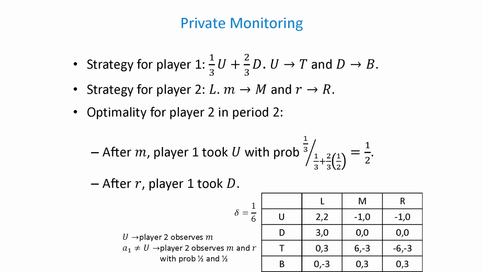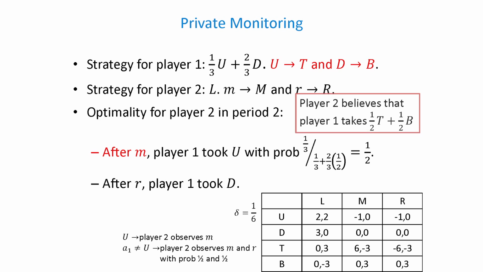And these are player 1's mixture, so this is just a base roll. Okay? And after R, player 2 knows that player 1 took D. So after M, player 2 believes that player 1 took T and B half and half. This is her belief. So L gives her 0, M gives her 0, R gives her 0 as well. So she's indifferent among every action. So actually the equilibrium action is optimal.